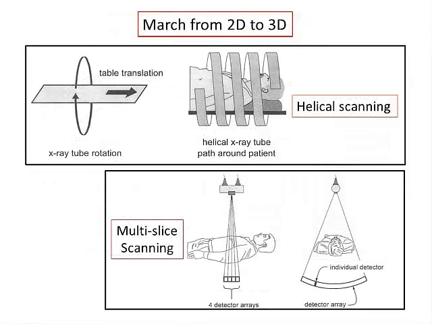The recent thrust has been towards full three-dimensional imaging. This has been achieved by helical scanning with translation of the X-ray table through the scanning beam, so-called helical scanning, or by use of multiple slices in the detection geometry, giving a full three-dimensional image.